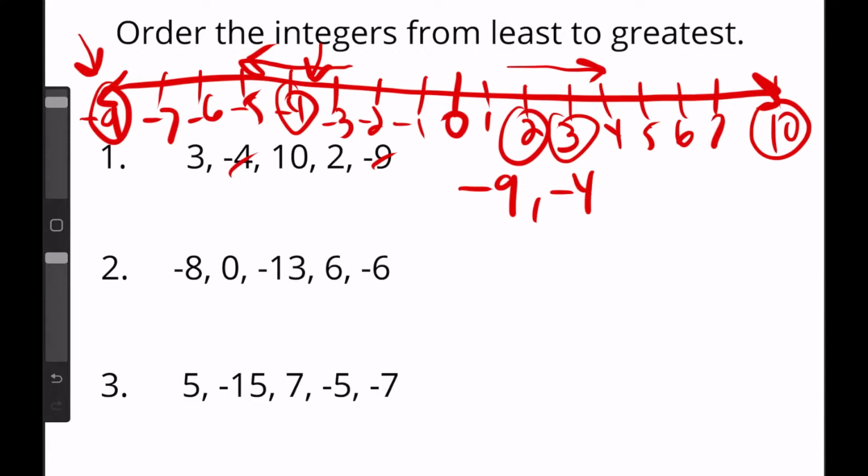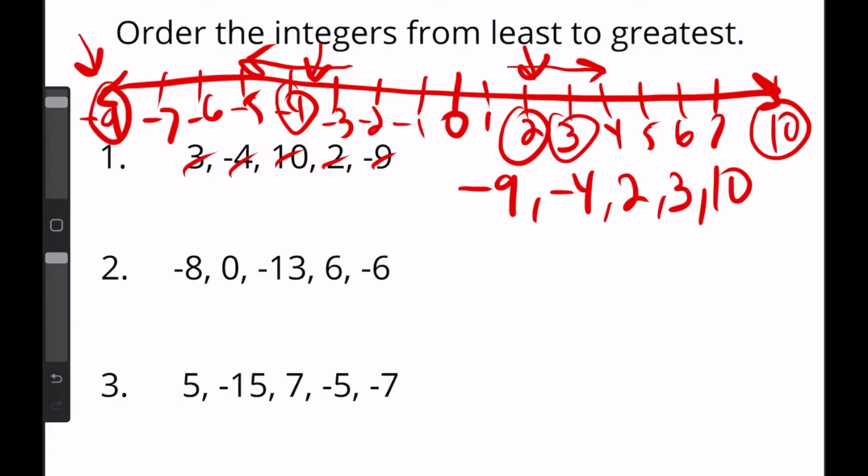Next, we've got 3, 10, and 2. Well, as we keep going, we've already placed negative 9 as the furthest to the left. We've already placed negative 4 as the second furthest to the left. We keep moving to the right. Which one of those numbers shows up next as we move to the right? Well, that would be the number 2 right here. So put a comma here, and 2 is our next number. And if you keep going, 3 is our next one, and then the last one is 10. And we can kind of cross those off as we're going along. So negative 9, then negative 4, then 2, then 3, then 10.